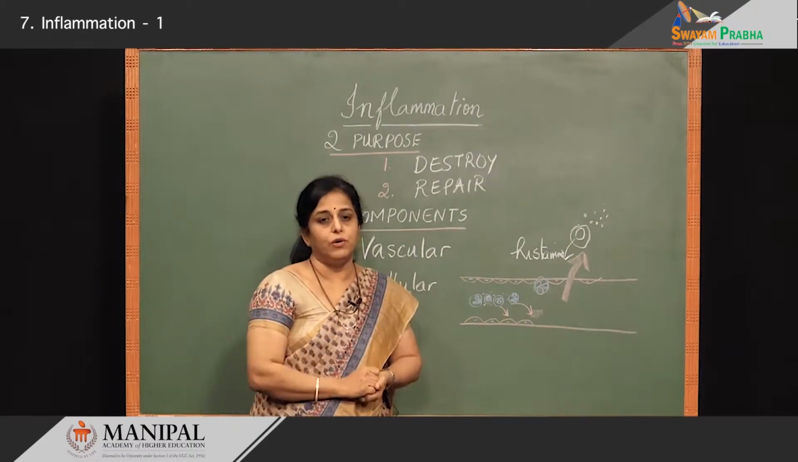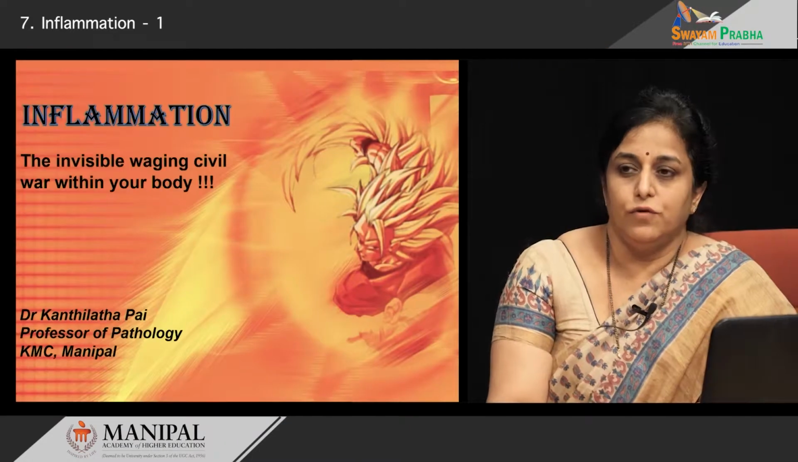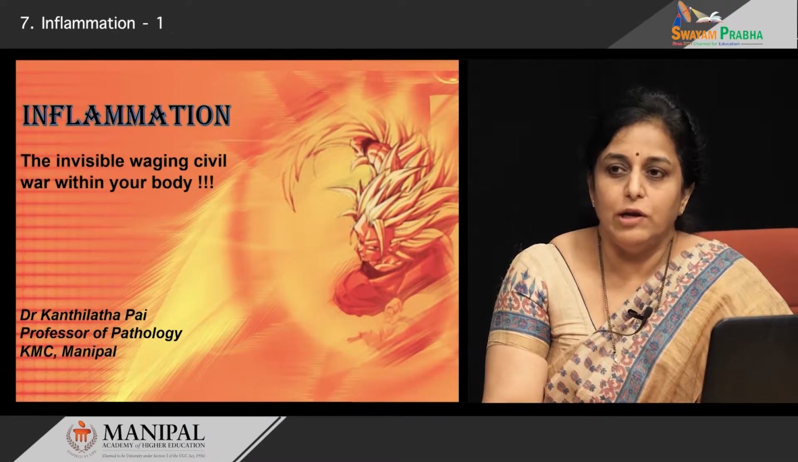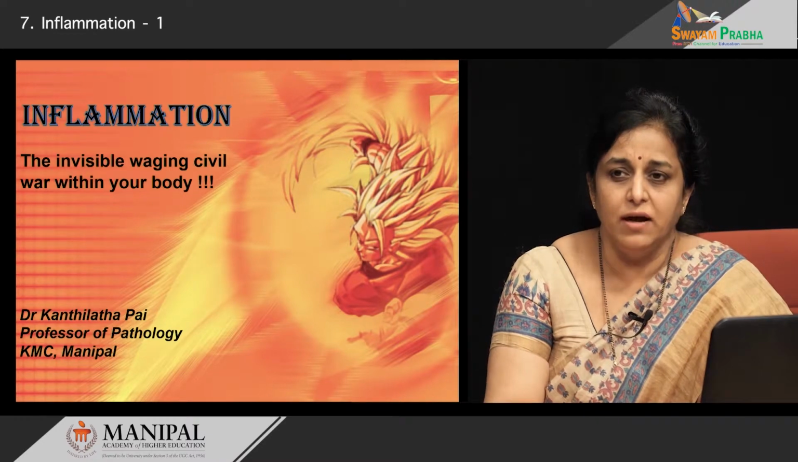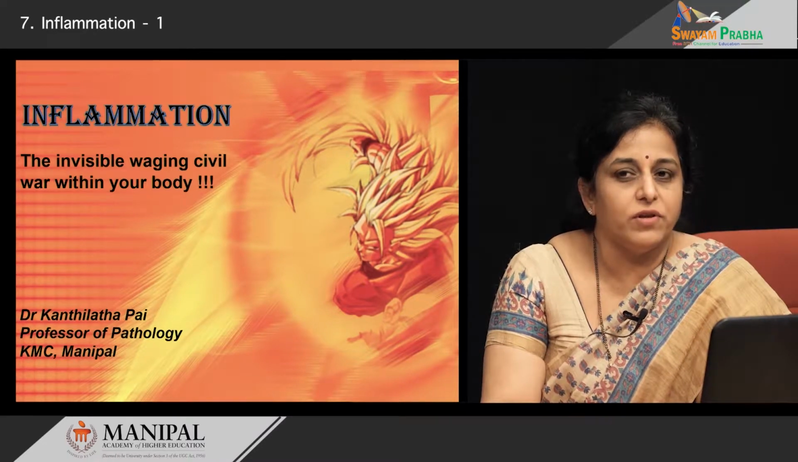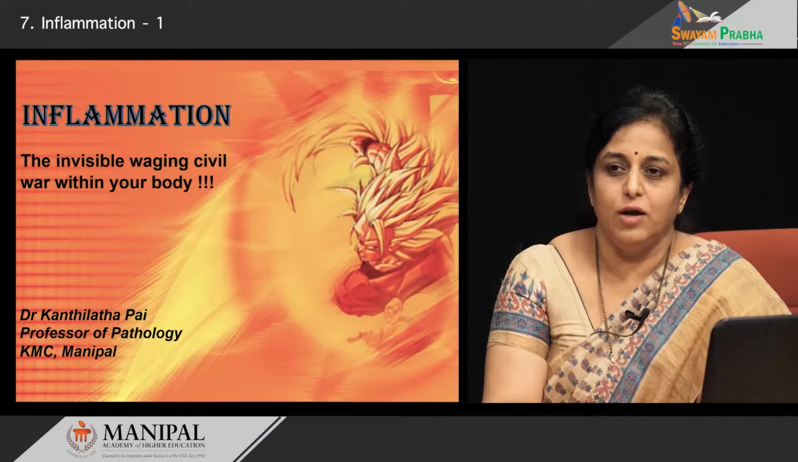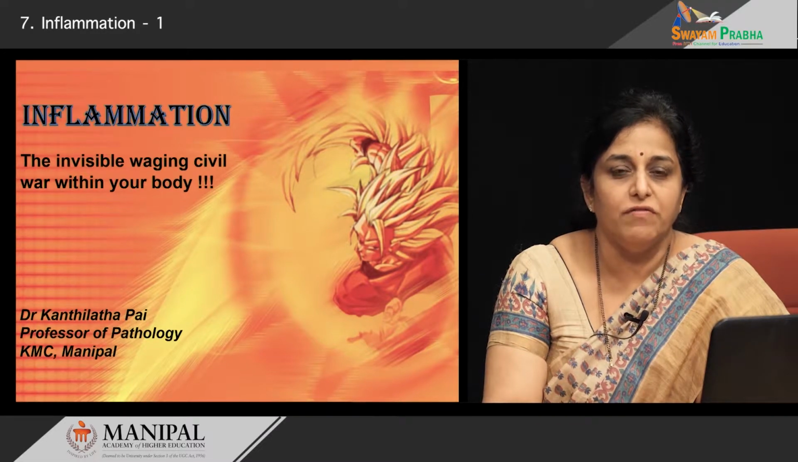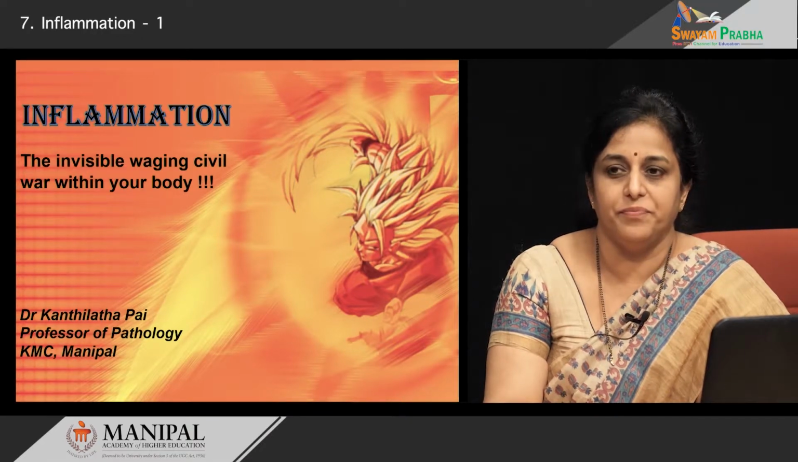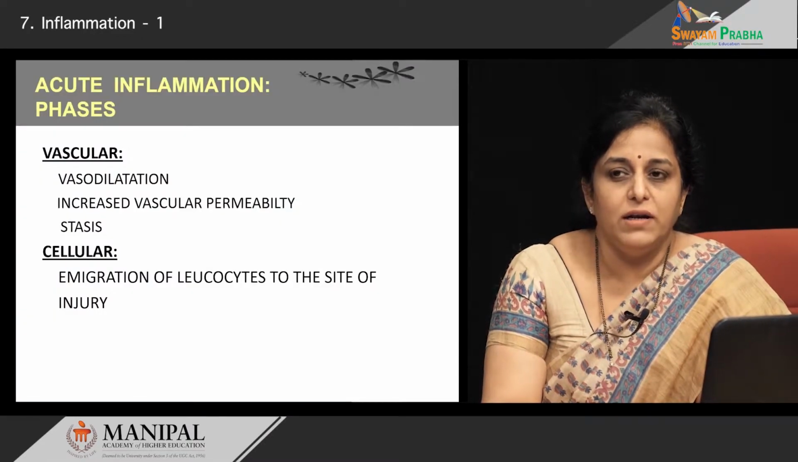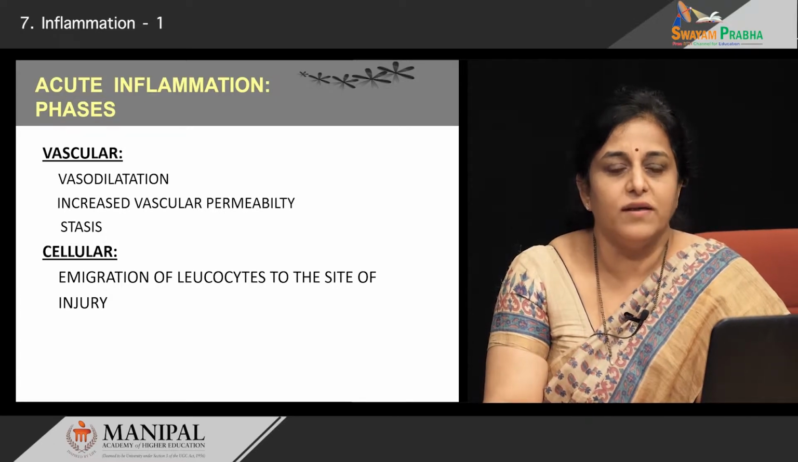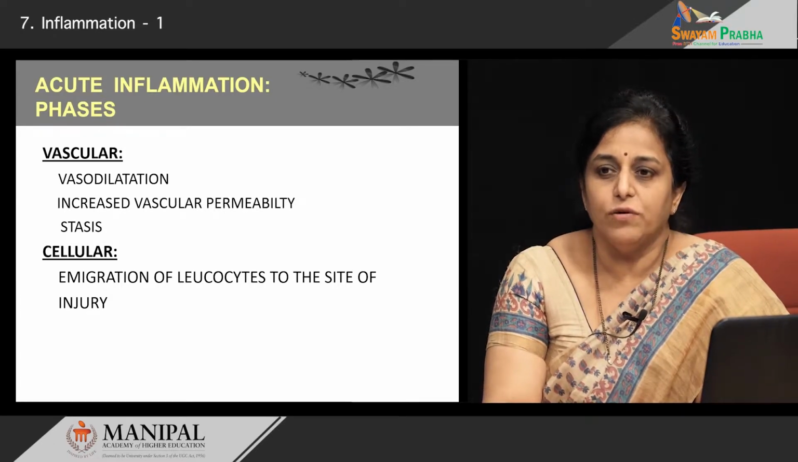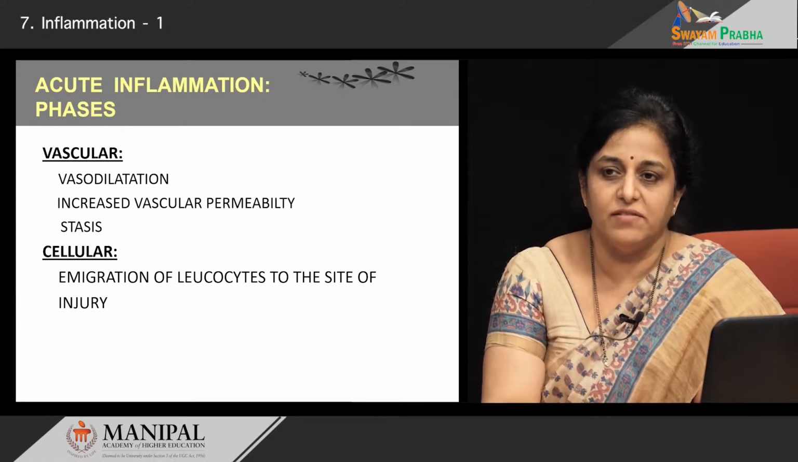So, let us move on to learn about the cellular events that happen in inflammation. You can see a very apt description of inflammation here: the invisible waging civil war within a body. So, as we learnt, it involves two components, vascular and the cellular. Vascular, vasodilatation, increased vascular permeability, and stasis, which we dealt in detail in the last class.